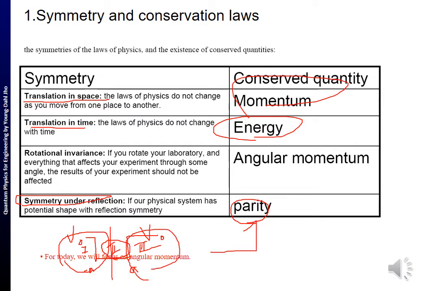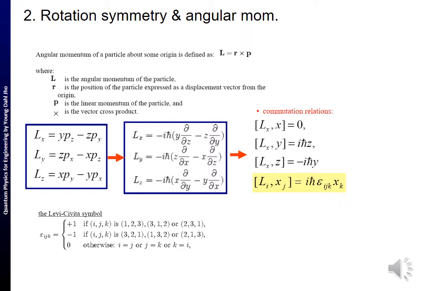Then we have parity. Likewise, there is also angular momentum, which should be conserved, and this is related with rotational invariance. If you rotate your laboratory and everything that affects your experiment through some angle, the results of your experiment should not be affected. And this class is mostly related with angular momentum. Rotational symmetry and angular momentum.